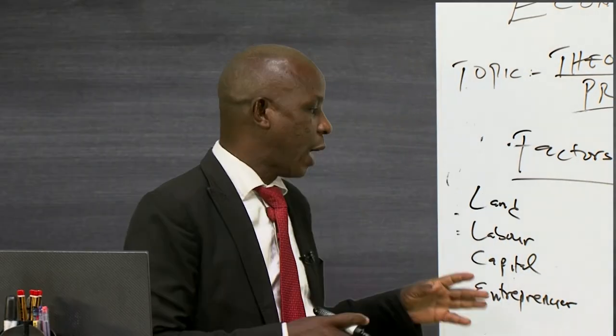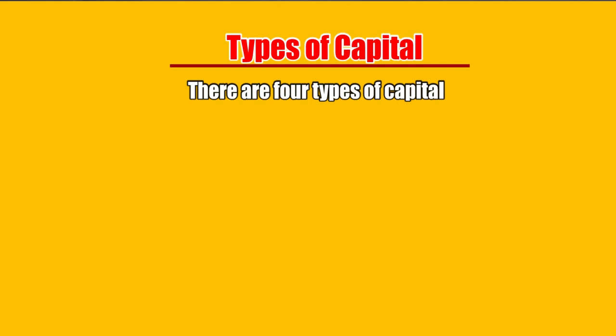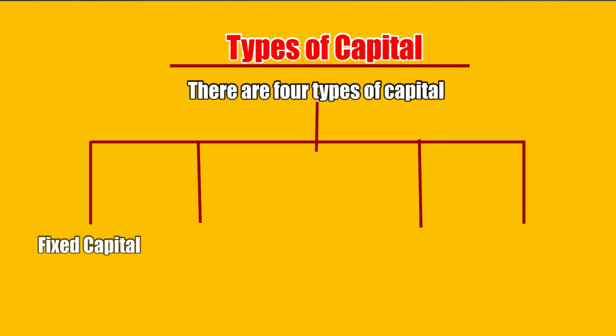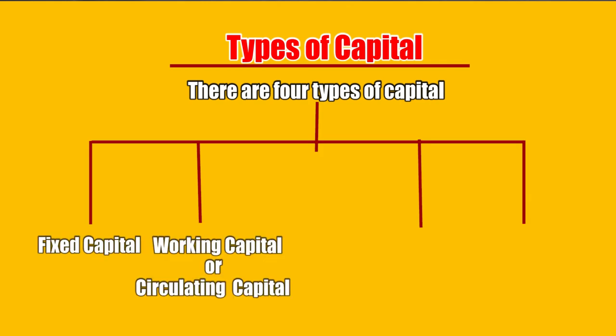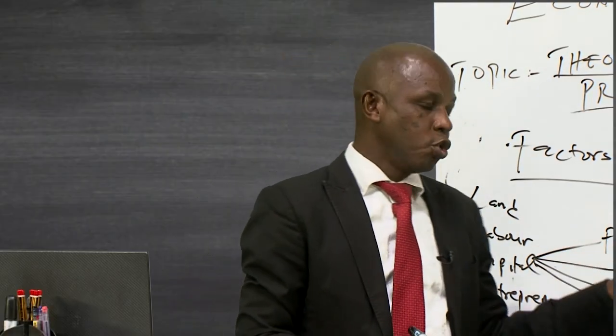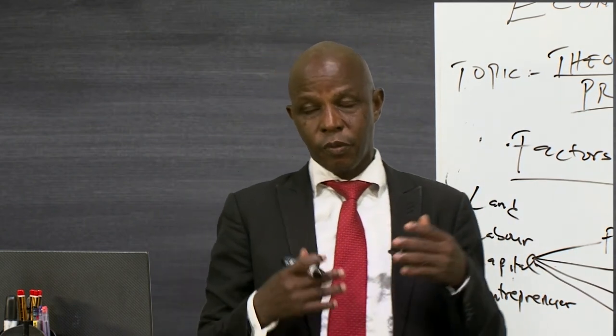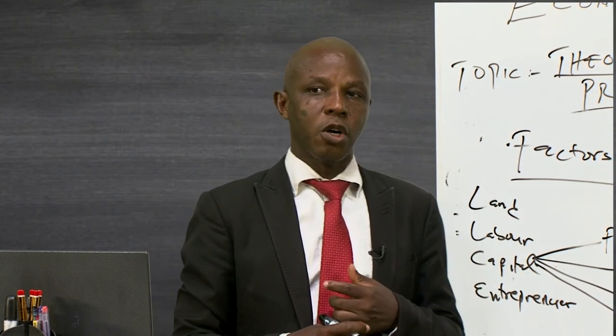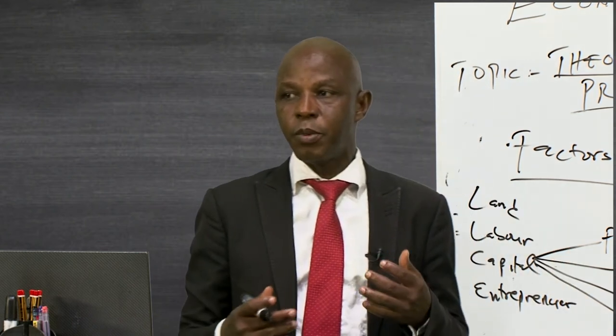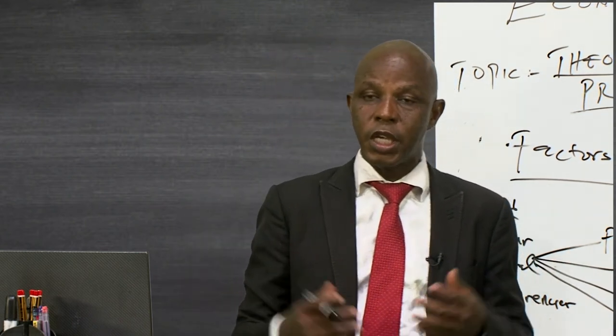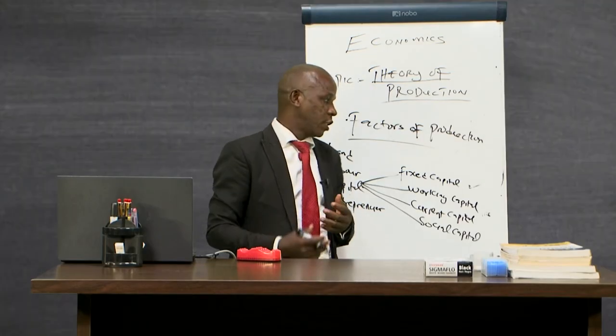That brings us to types of capital. We have fixed capital, working capital or circulating capital, current capital, and social capital. What is fixed capital? Fixed capital are types of capital that are not used up in production. Although we are using it for production, it is not used up. It's subject to what we call depreciation. Depreciation means that it will be reducing in value as we use it for production.